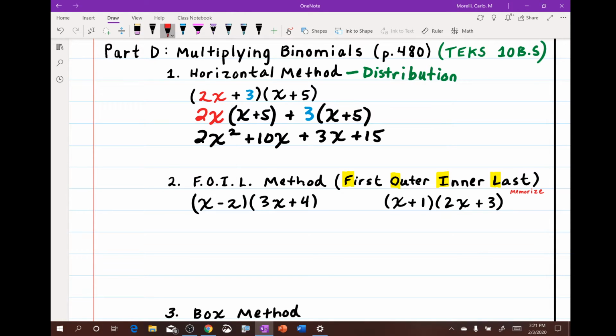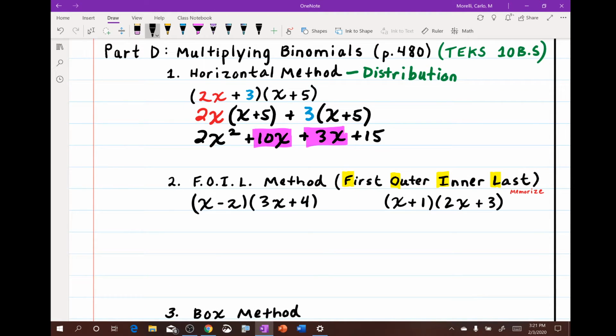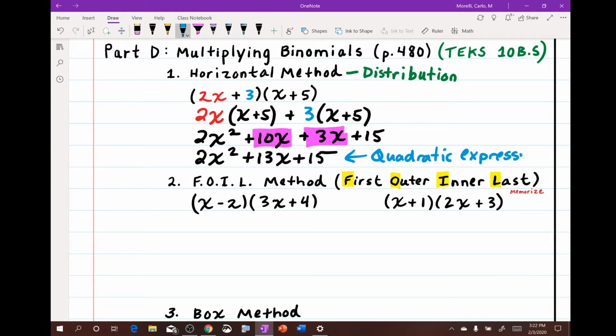And here you're always going to have to combine like terms. So these two terms are like, the 10x and 3x, so they get combined together. No, we're just adding, so we don't multiply those together. So it would be 2x squared plus 13x plus 15. Good question, though. This is called a quadratic expression, and it's called a quadratic because it is a degree 2 polynomial.